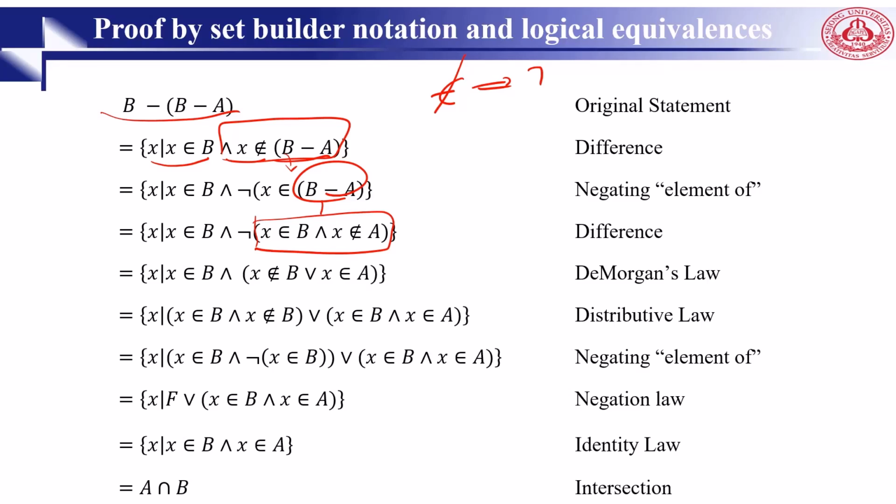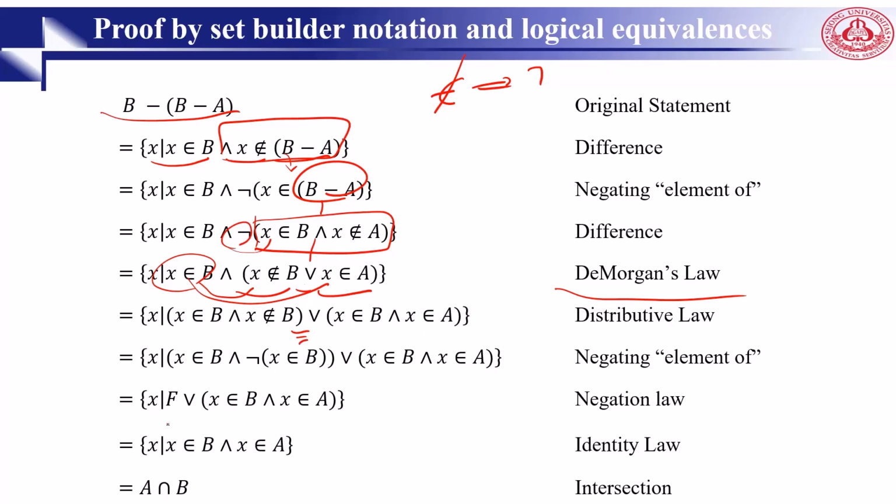Then we can change this one, apply the negation. If we apply the negation here, X in B will be X not in B and will be changed to OR, and X not in A will be changed to X in A because we apply the negation, or you can say the Morgan law. Then based on distributive law, we will apply X in B and X not in B or X in A. We apply this one time with this, one time with this. X in B and X not in B, or X in B and X in A.